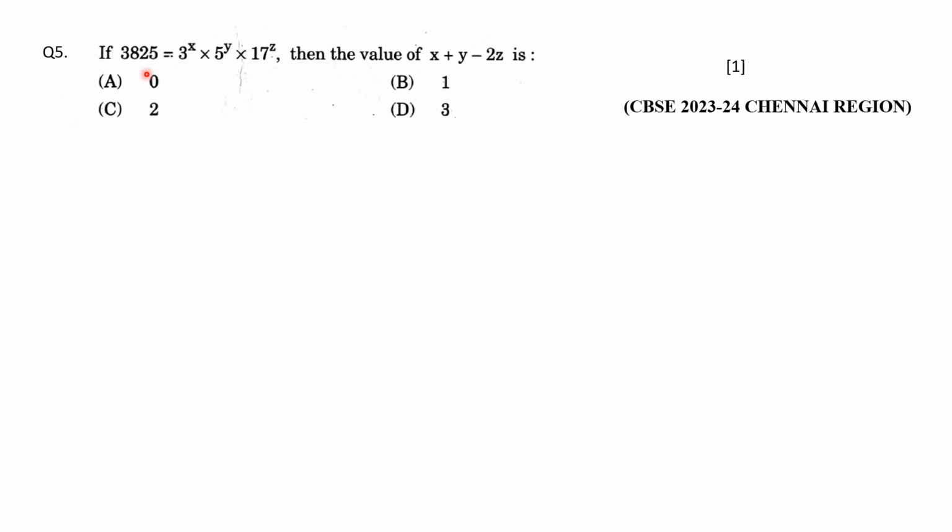Question 5. If 3825 is written as 3 to the power x into 5 to the power y into 17 to the power z, then the value of x plus y minus 2z is. Now here, in the question, what is given is the prime factorization of this number 3825. So let's do the prime factorization first, and then we will come to know how many times 3 is coming, how many times 5 is coming, and how many times 17 is coming in the prime factorization.